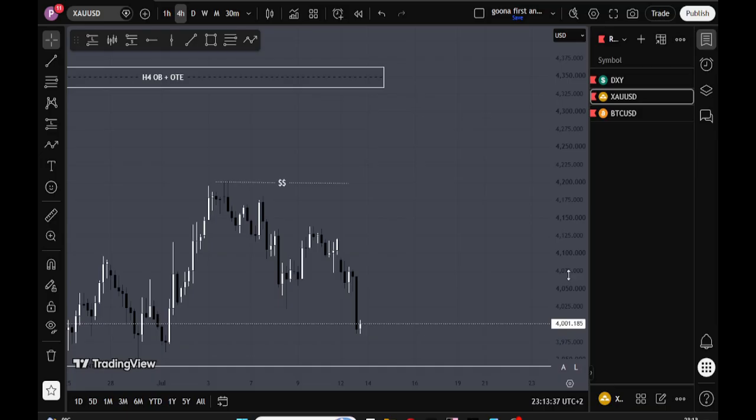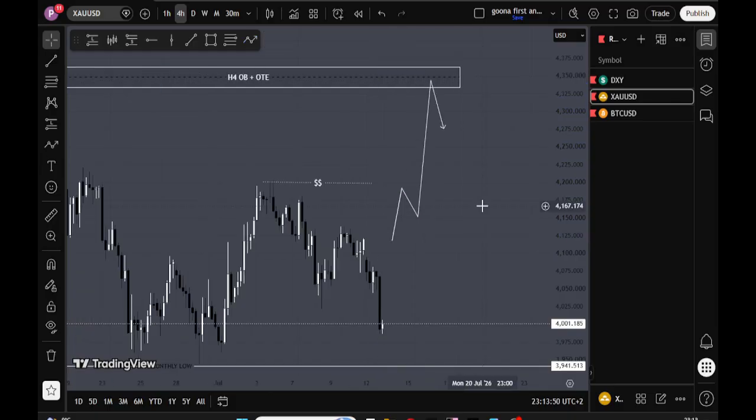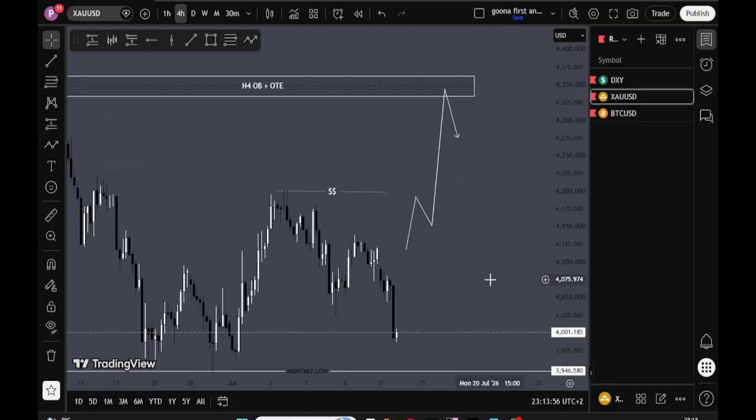I'm not sure if it's gonna come back up because it's pushing down strongly, but then this is what we're expecting. Something like this, targeting previous month's low here as sell-side liquidity.